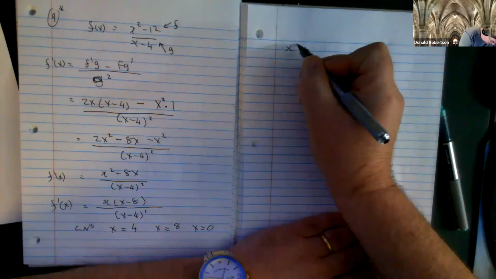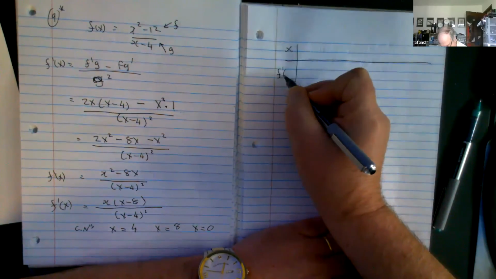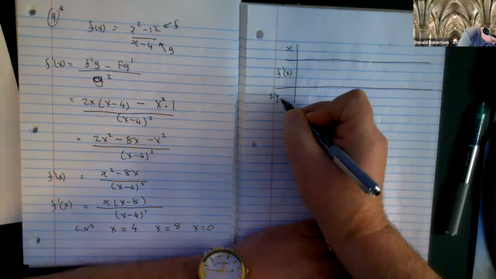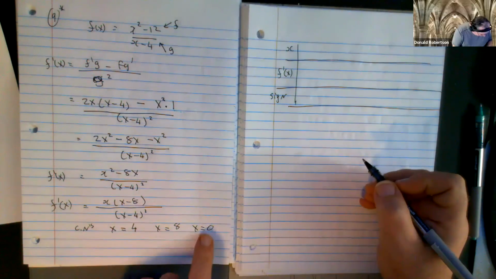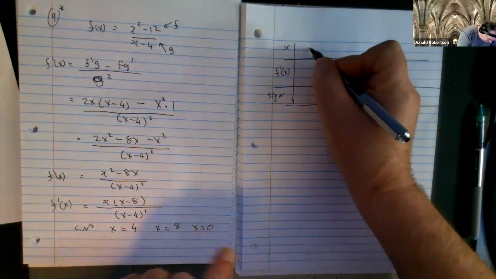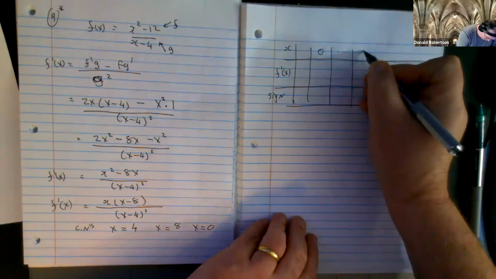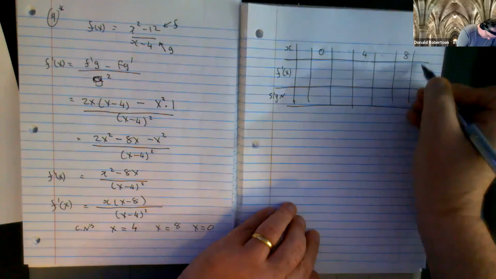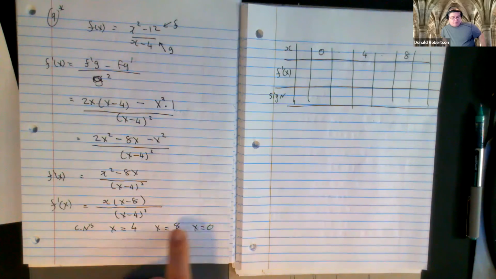Table of signs coming up. My x, my derivative, and my sign. Now, in numerical order, we've got a 0. So something 0, something 4, something 8, something. Are you happy about how I set up my table with 0, 4, and 8?